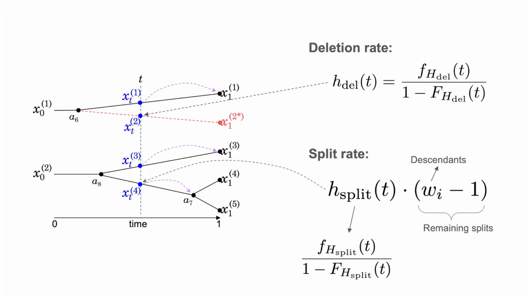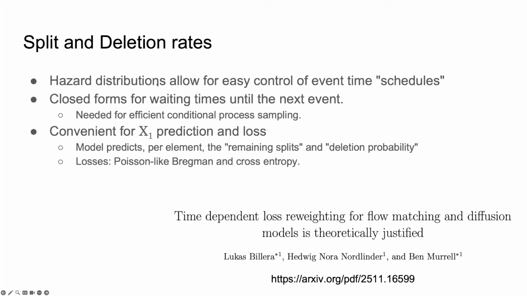They tell you when these events will happen and they guarantee that you'll wind up at the end, right? And as I was saying, the hazard distributions allow for easy control. You can think of them as schedules of when these events will happen. And you get closed forms for the waiting time until the next event, which is really convenient for sampling efficiently.